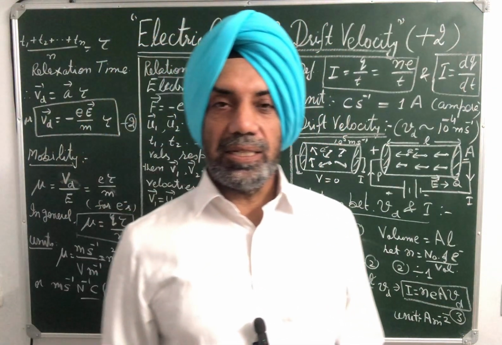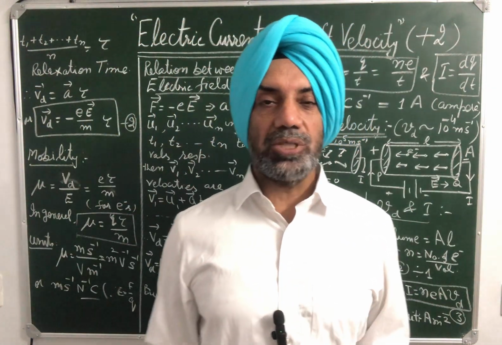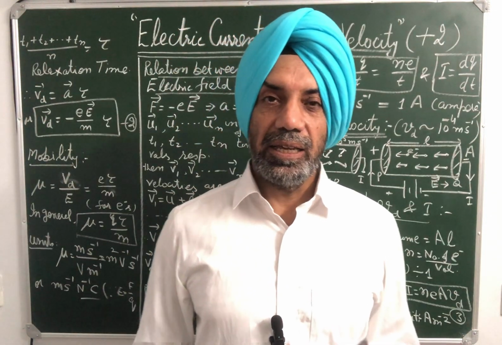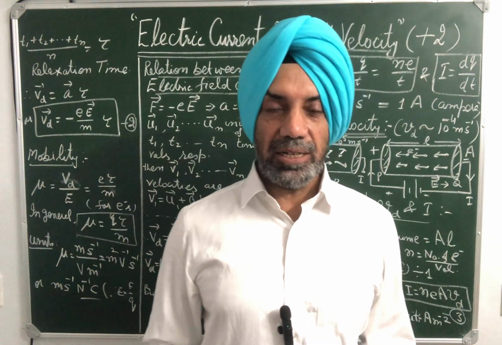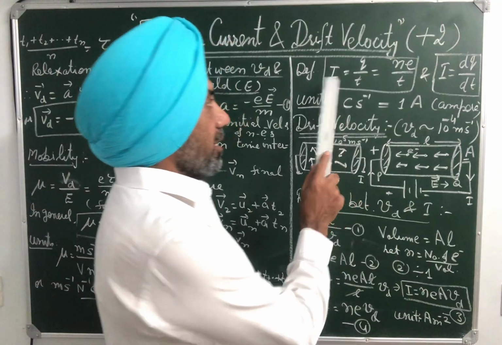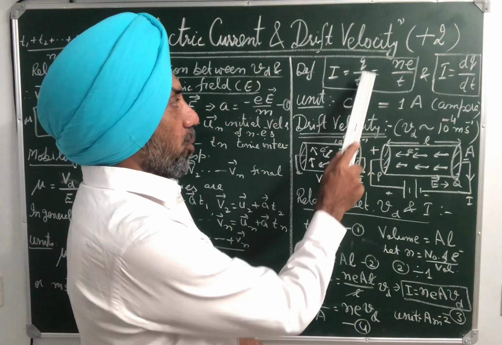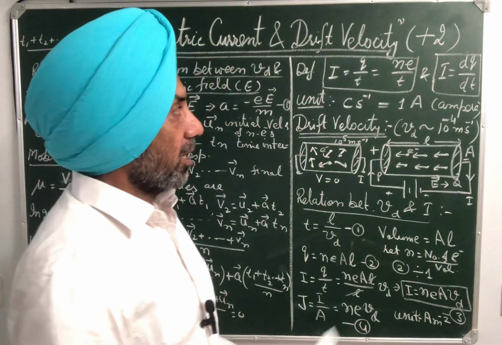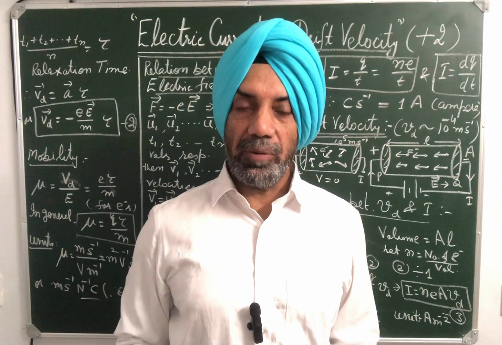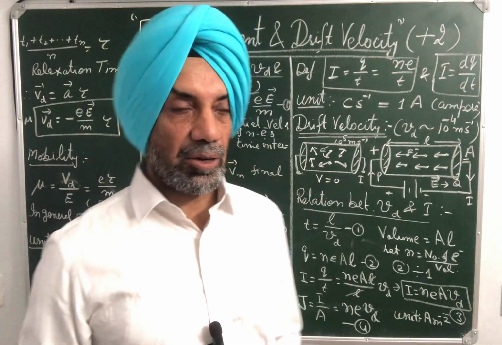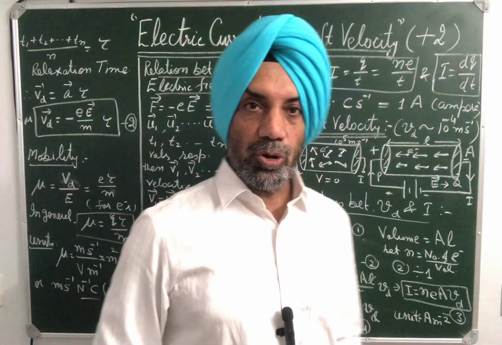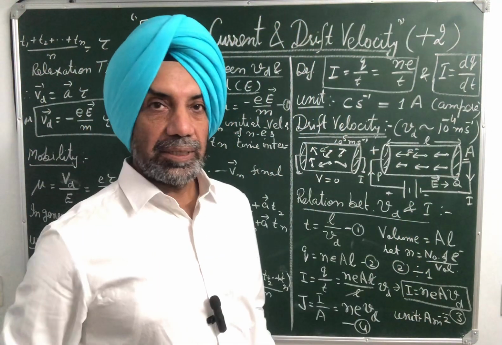Electric current is defined as the rate of flow of charge, that is charge flowing per second is known as electric current or current electricity. So I is given by Q upon T. Q is equal to N into E. N is the number of electrons, E is the charge upon each electron. So total charge that flows, suppose Ne upon T.